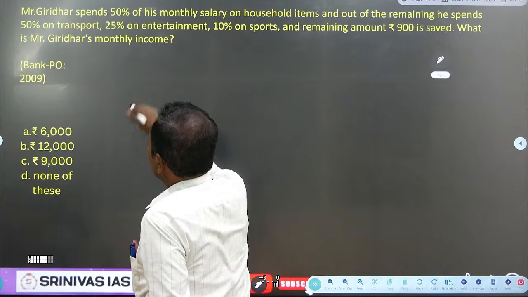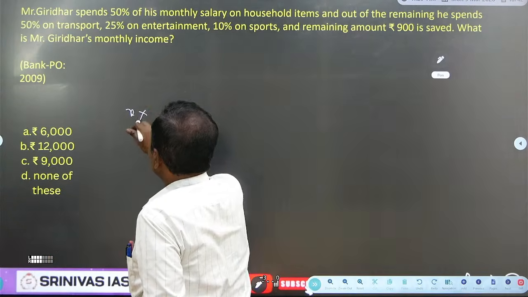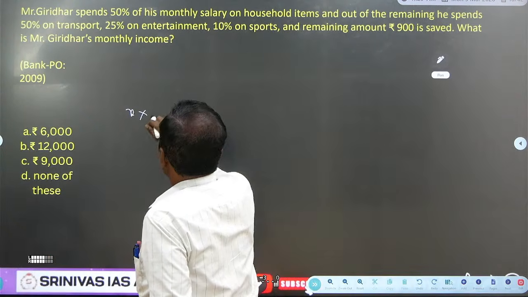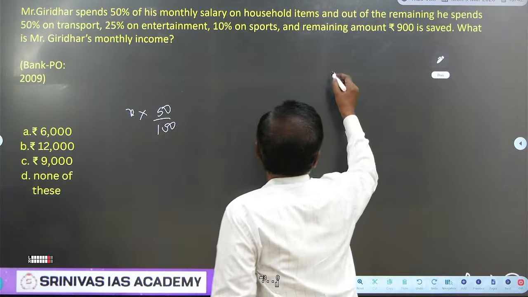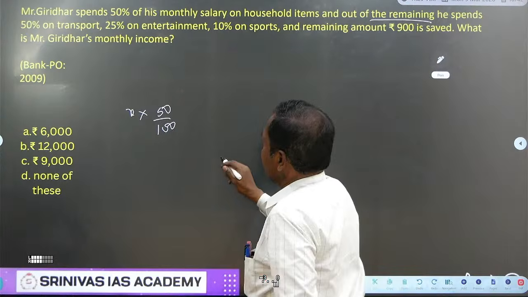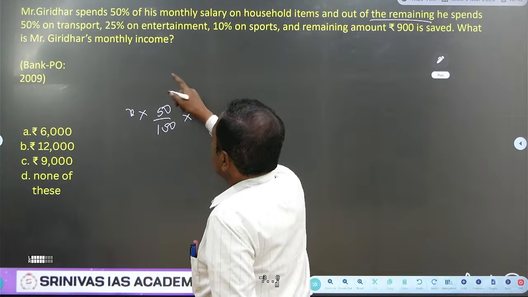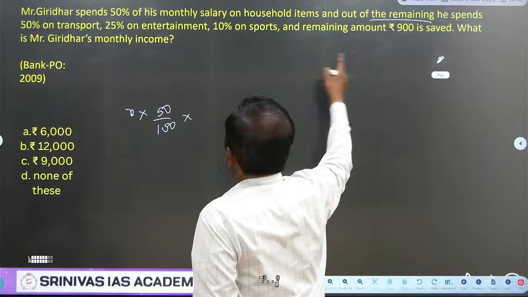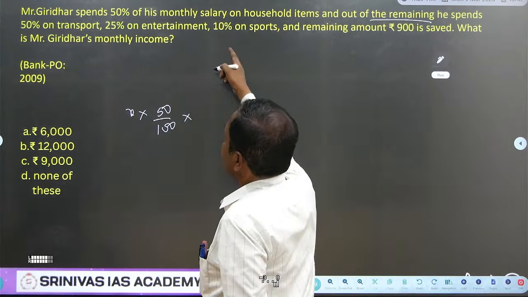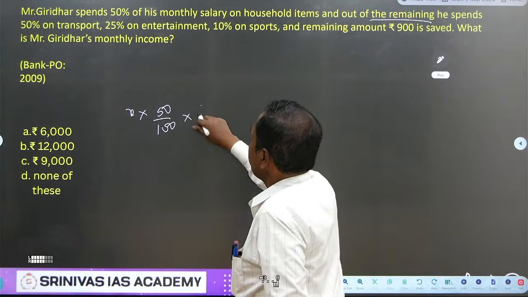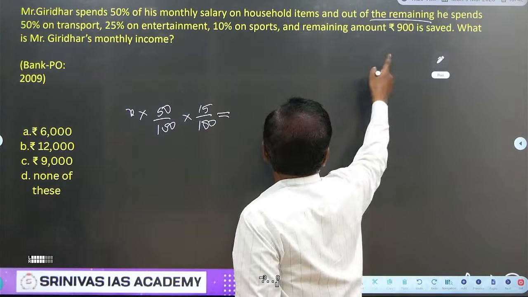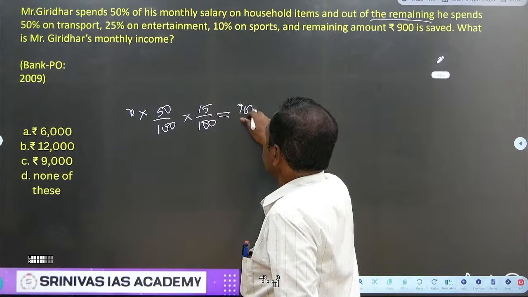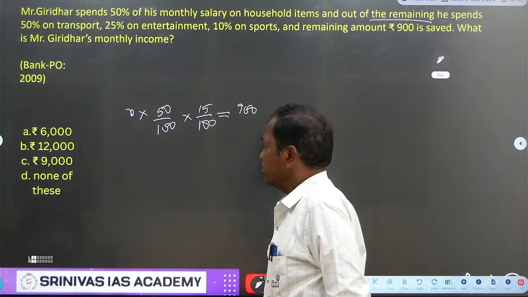What is the monthly income? X. He spent 50% of his monthly salary on rent. Remaining items, okay. What is the total? 50 plus 25 plus 10, that is 85. Remaining is what? 15%. And he is left with how much? 900 rupees. Then you will know the X value.